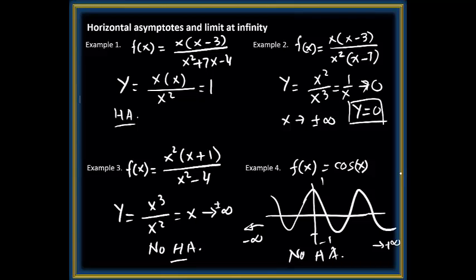We are done. Now we'll see in our next part how we deal with limit when x approaches plus infinity or minus infinity. Basically, we are searching for horizontal asymptotes.